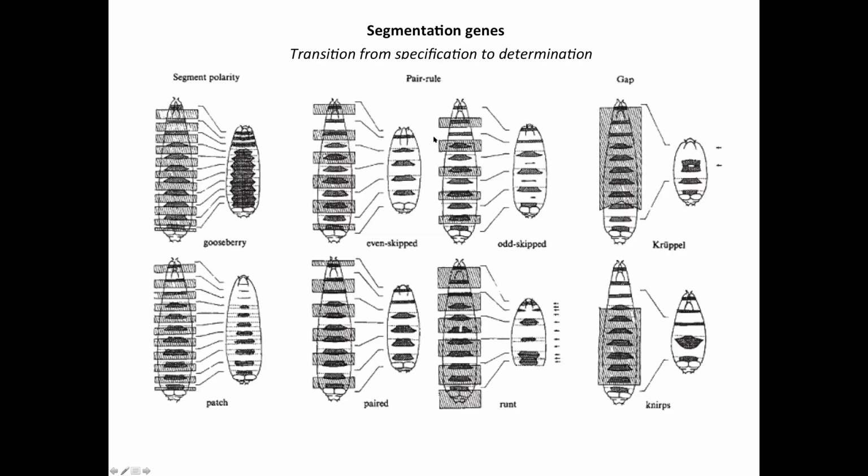But here, unlike the gap genes, the segments are not missing in larger blocks. And this one, unlike the pair rule genes, has all the different segments, but in between each segment, whatever the details are, that is missing. And the same is true for patched, the other segment polarity gene.